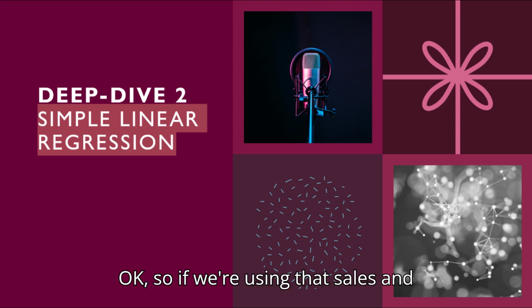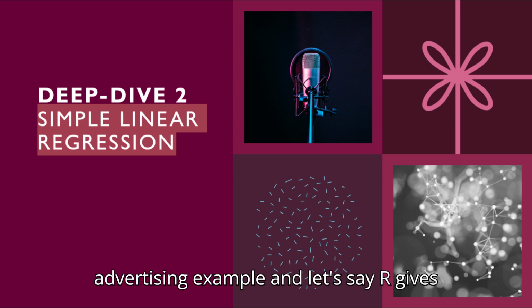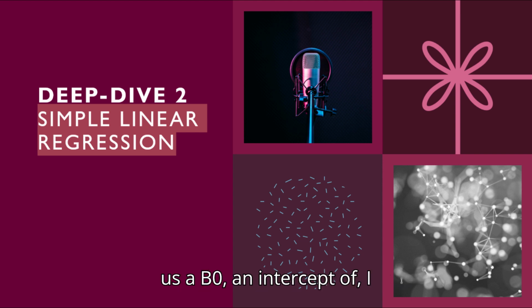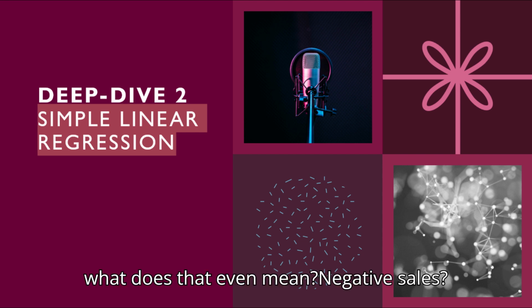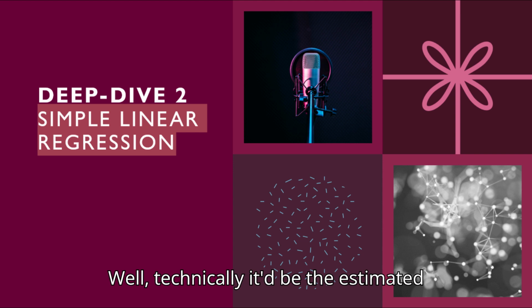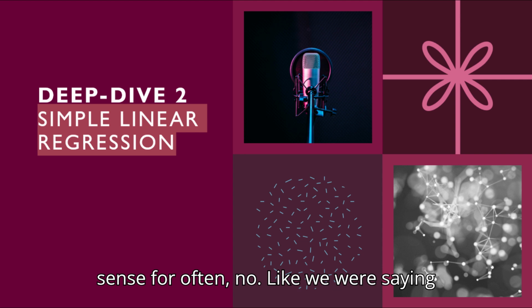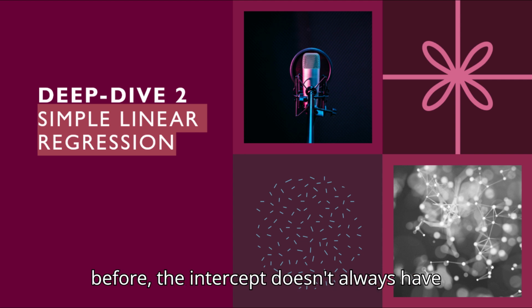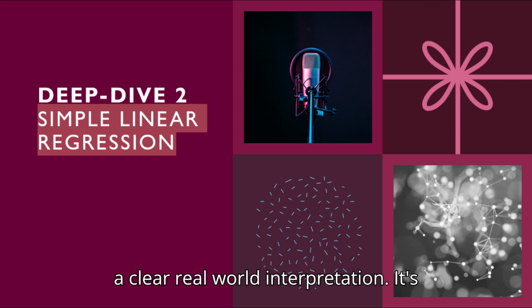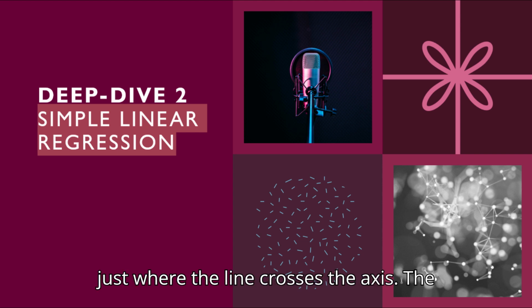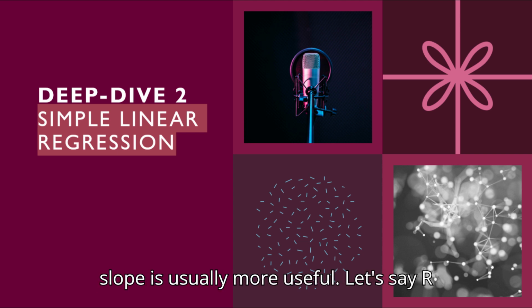Okay, so if we're using that sales and advertising example, and let's say R gives us a B0, an intercept of, I don't know, negative 157.33, what does that even mean? Negative sales. Well, technically, it'd be the estimated sales if you spent nothing on advertising. Which doesn't really make sense for... Often, no. Like we were saying before, the intercept doesn't always have a clear real-world interpretation. It's just where the line crosses the axis. The slope is usually more useful.